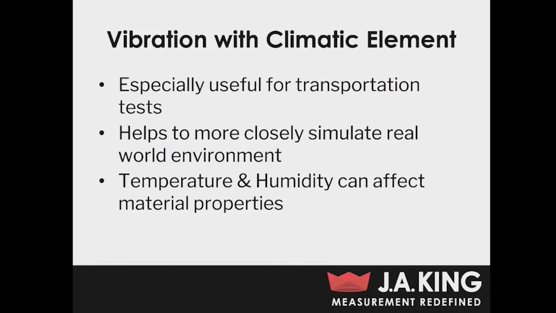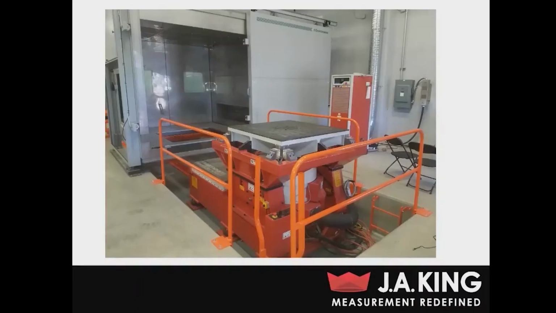And this is also really important because temperature and humidity can affect the actual material properties of your part. So if you're testing at a higher temperature, the material is going to be more ductile. If you're testing at a lower temperature, the material is going to be a bit more rigid. And this could definitely affect the results of your test. This is just an example of our setup at our Greenville, South Carolina testing facility. You can see we've got our shaker there, and right behind it is our environmental chamber. So we can actually slide the entire vibration system into the climatic chamber, seal it up, and perform vibration testing with the climatic element as well, whether it be climatic aging or temperature cycling as well.